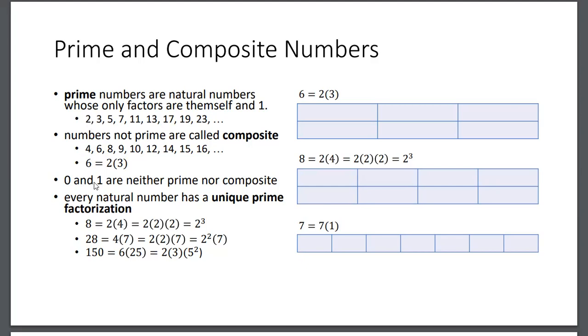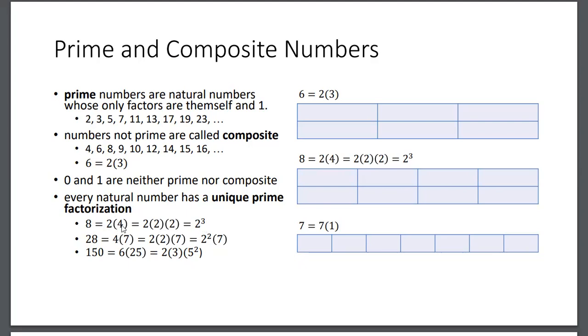Two numbers, 0 and 1, are considered to be neither prime nor composite. Every single natural number has a unique prime factorization. You can factor it and break it down into prime factors. And in the final result, use exponent notation for prime factors that appear more than once.